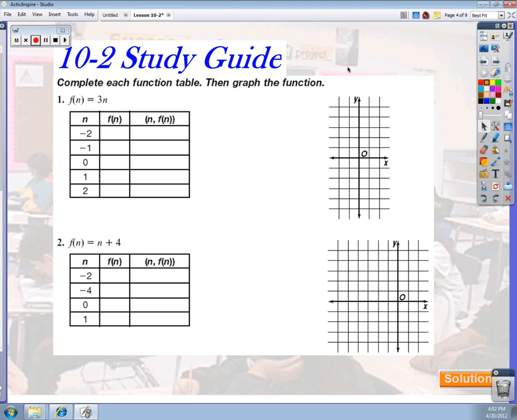Taking a look at the 10-2 study guide, this presents several opportunities for you to pause the video, go ahead and complete step number 1 and step number 2, and then eventually check your answers also.